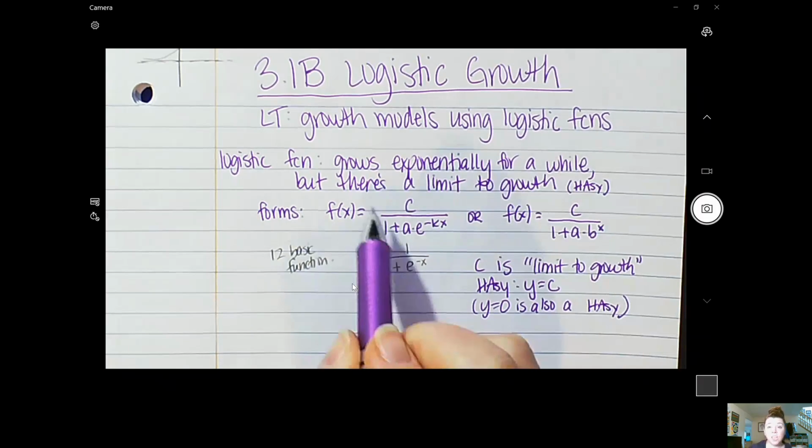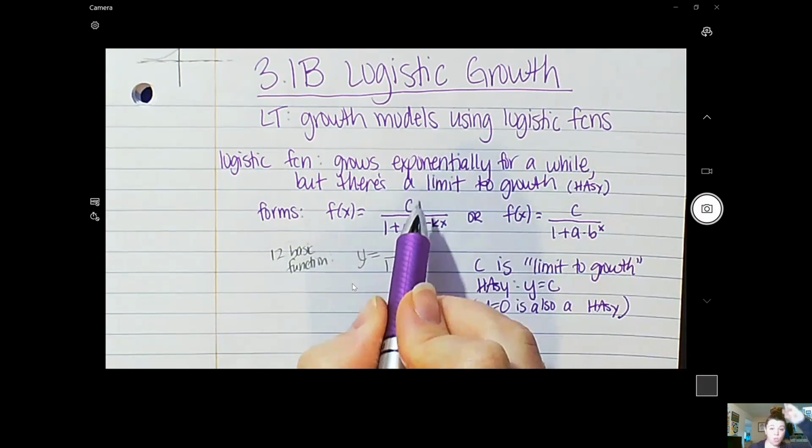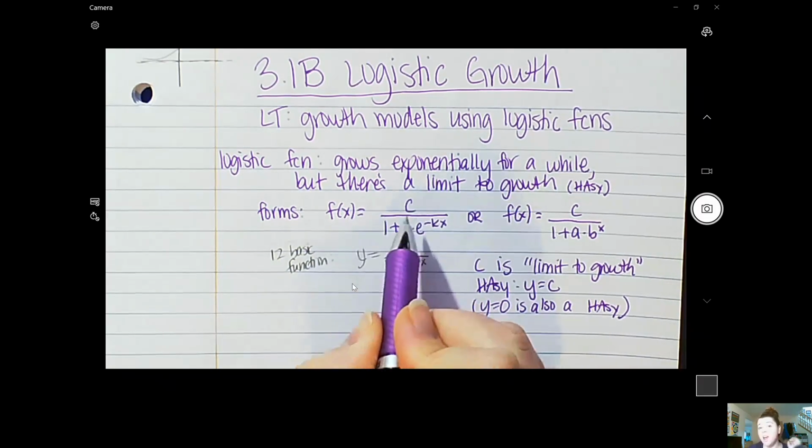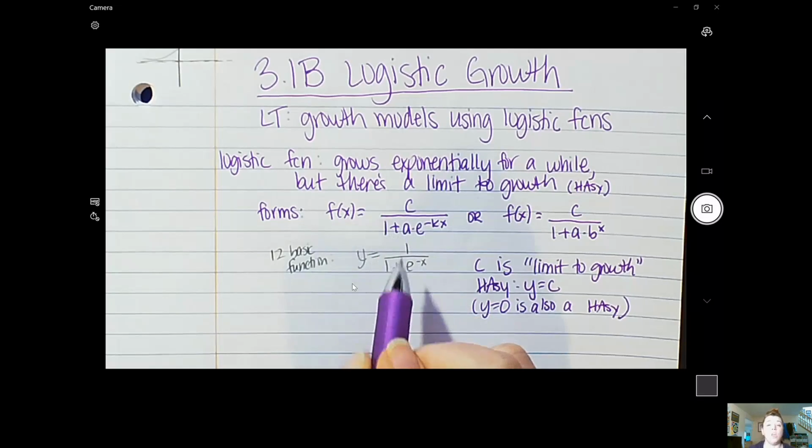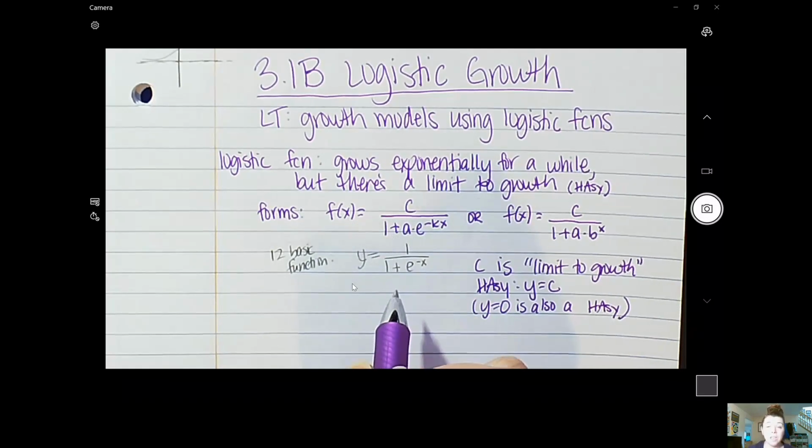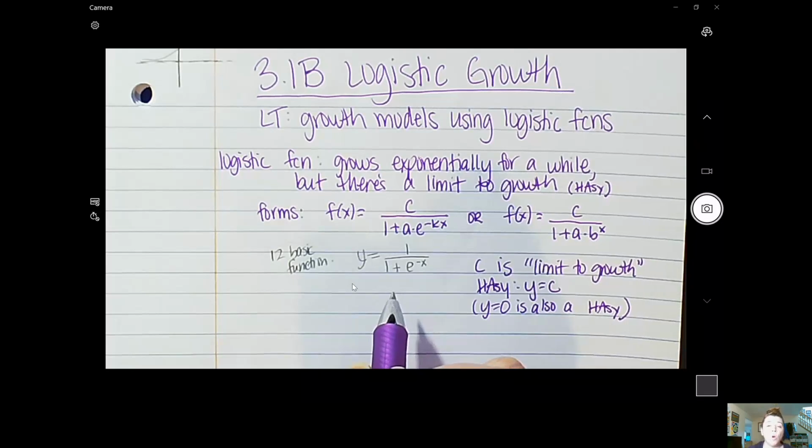So you're going to look at the logistic function and right away you're going to be like, ooh, I know that top number. I know the top horizontal asymptote. That is the maximum sustainable population. It is the limit to growth. No growth can go beyond that point. Right?